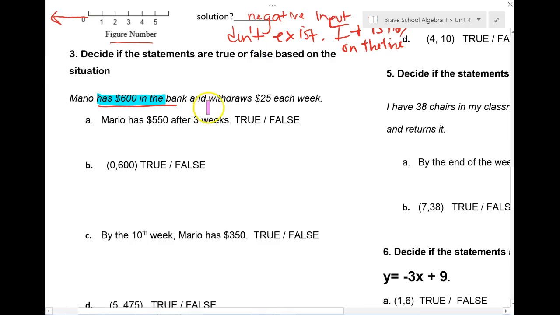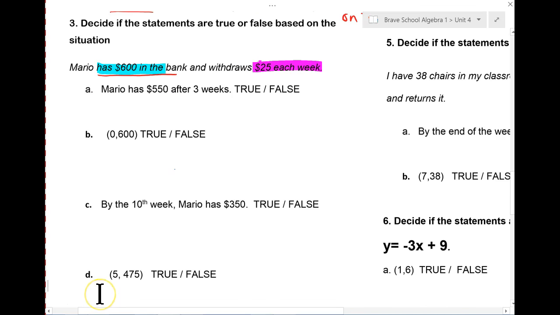Okay, and then withdrawals $25 each week. Well, we know that's the slope because of "each." Okay, so on this problem, just remember that it says withdrawals. When you withdraw something, you're taking it away from the bank. So that means you'll have less money in the bank, so this number has to be negative. So it's going to be y equals negative 25x plus 600.